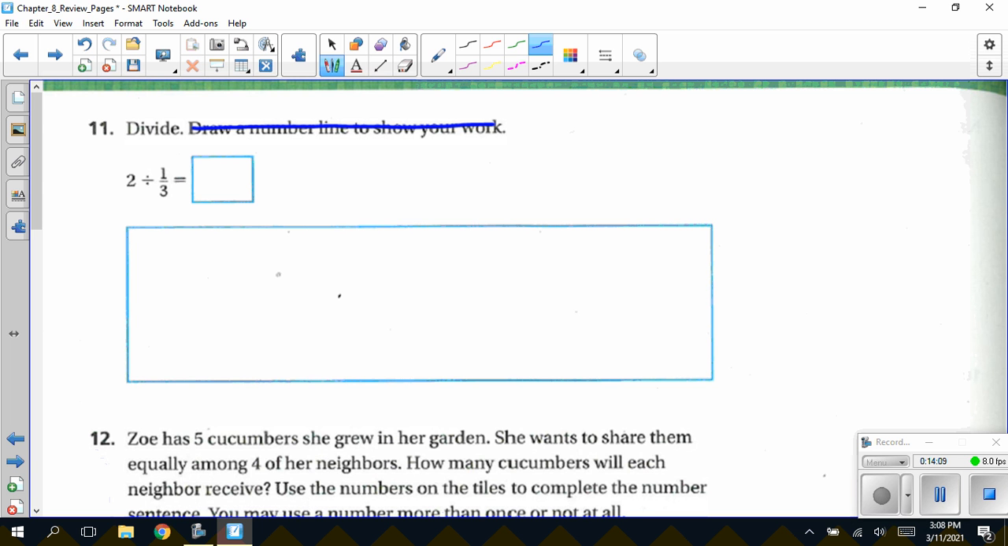So I have 2 divided by 1/3. I have to change this to a multiplication problem. So I start with keeping the first number, the dividend, the same, so the 2 stays the same, times, and then I'm going to flip the second number. So my 1/3, when I flip it, changes to a 3. And we know that 2 times 3 equals 6.